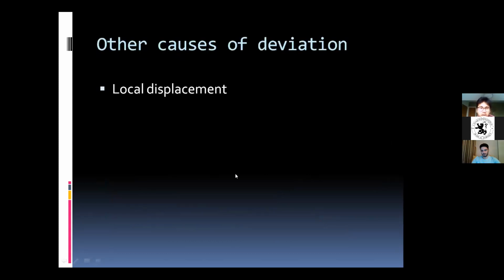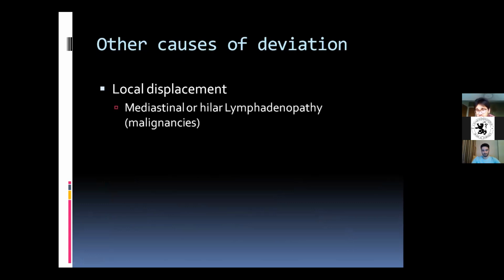Now, what can other causes of deviation be? So this is what I mean by the mass effect itself. By mass effects, I just mean local displacement. Local displacement itself can then be translated into any kind of mediastinal or high lymphadenopathy, usually due to malignancies. The most common malignancies are obviously going to be any kind of thyroid mass, any kind of lymphoma, carcinoma. By carcinoma, I mean breast or other forms that can persist over there. Or it can also be due to anything to do with the heart itself.